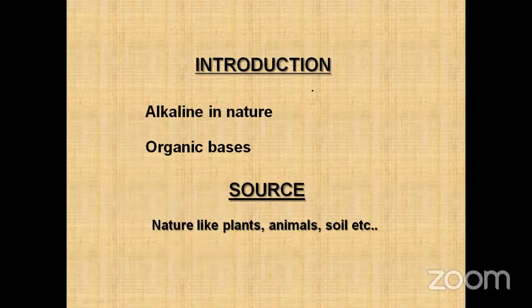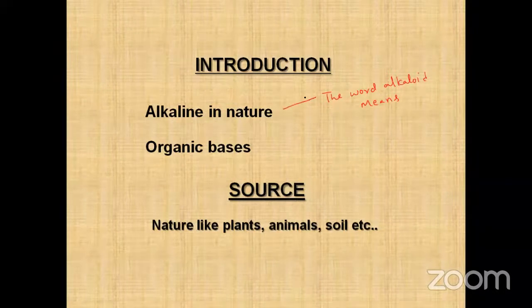Now alkaloids. Alkaloids are also natural products which are isolated from nature. The word alkaloid means alkali in nature. These are organic compounds, also called organic bases.